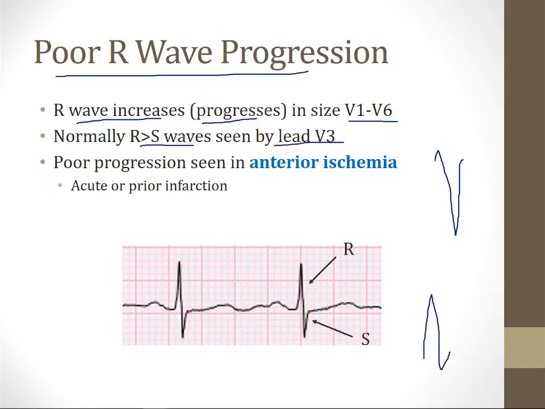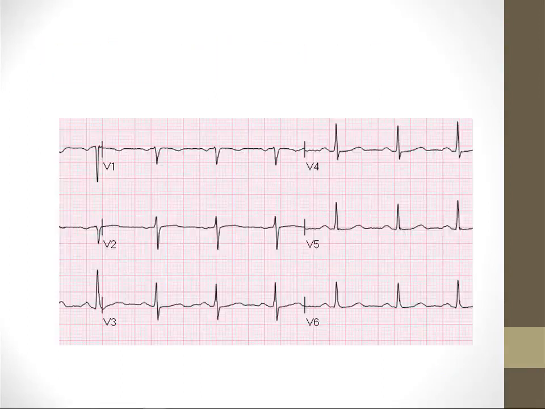If you have poor progression, this is a sign of anterior ischemia. You can see this acutely with an anterior infarction, and you can see it in patients who had a prior infarction many years ago. Just by way of review, on the screen here is a normal ECG. This is the R wave and this is the S wave. Here's a normal ECG in lead V1. Notice that there's a very tiny R wave and then a deep S wave.